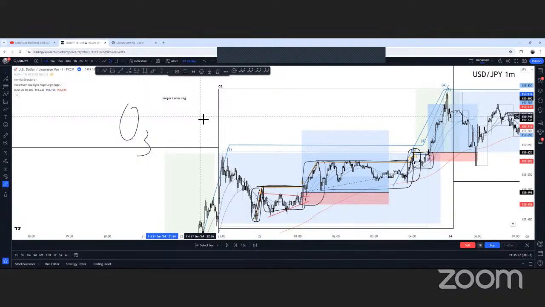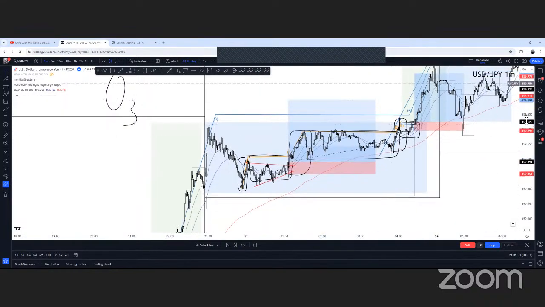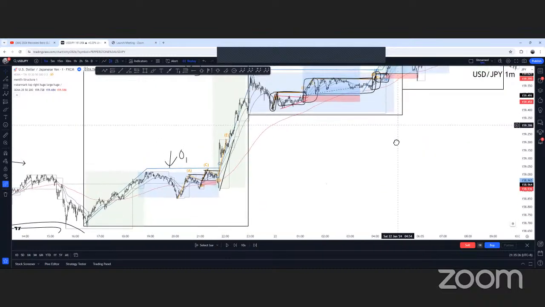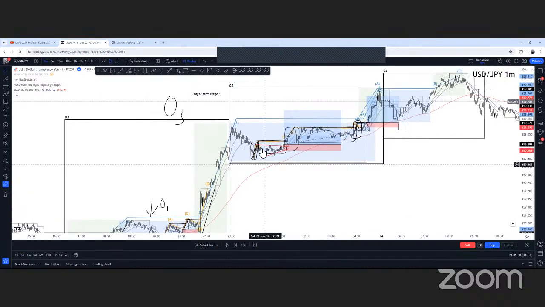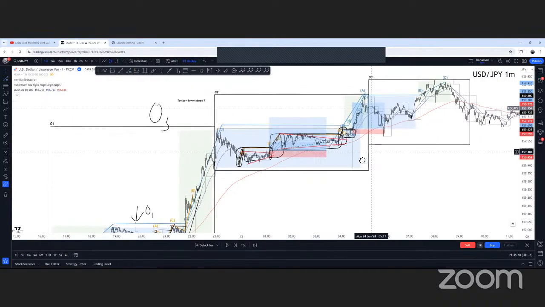It's still the same thing across multiple time frames. Did you notice that? It's all longer term stage one. Even this one as well. See what you can do with it? You can draw a triangle with it, right? You can draw a triangle with this one.